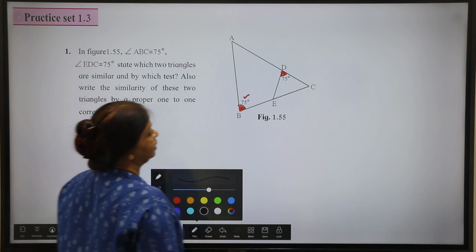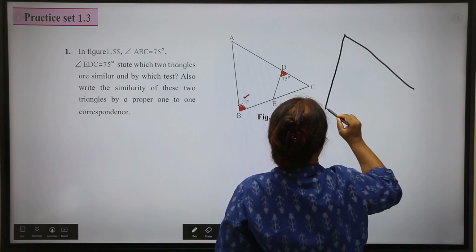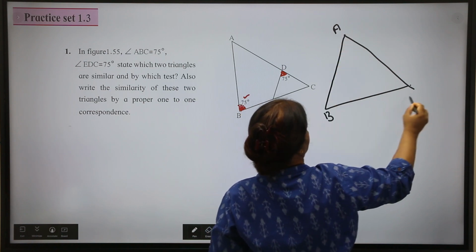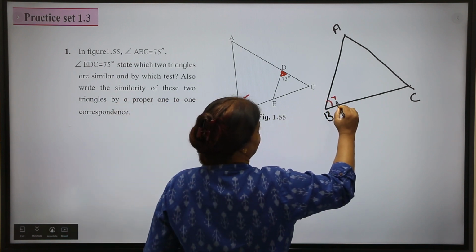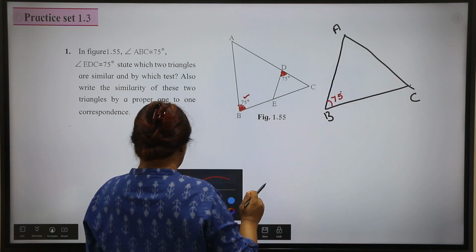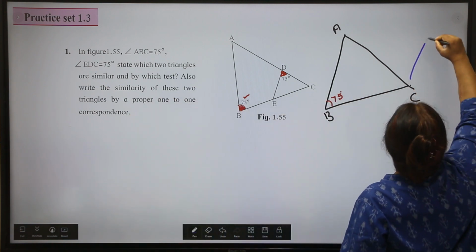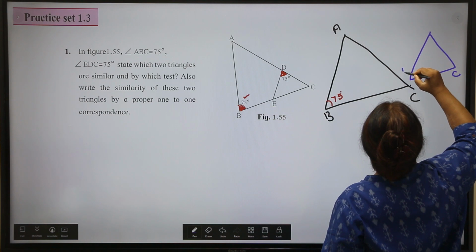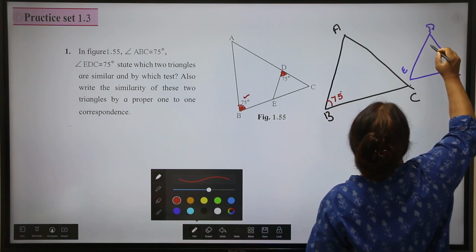Let me draw these two triangles separately. I am drawing this bigger triangle here. Triangle A, B and C. Angle B is given how much? It is given 75 degree. Okay. And this is the small triangle. I will pick it up and keep it separately. The small triangle is here. This one. C, E and D. D is how much? D is also given 75 degree.